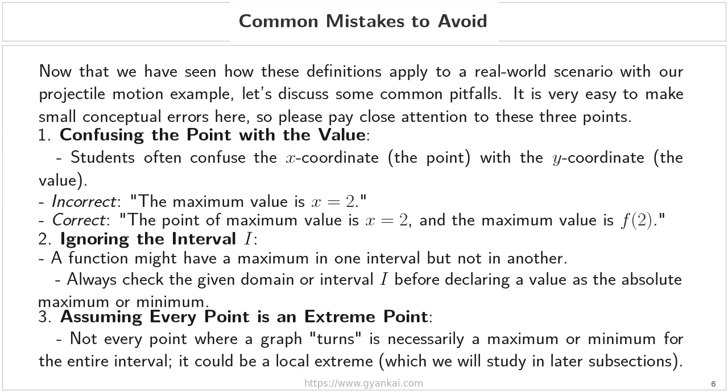Finally, do not assume that every point where a graph turns or changes direction is necessarily an extreme point for the entire interval. While a point might look like a peak or a valley in its immediate neighborhood, it may not be the highest or lowest point of the function across the whole interval. These are known as local extremes, and we will study those in much more detail in the subsequent subsections of this chapter. Keeping these distinctions in mind will ensure your calculations are precise as we move toward our final summary.